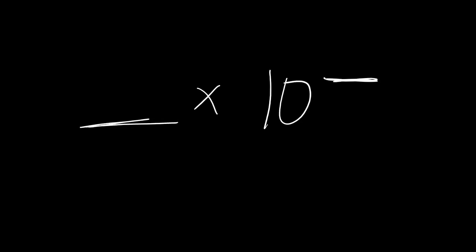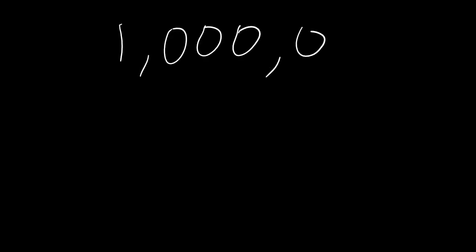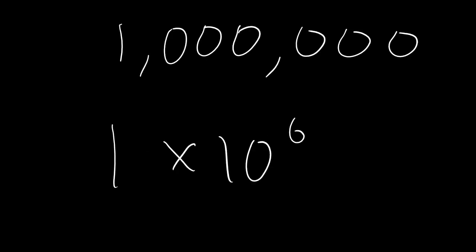Well, scientists created scientific notation to help write big numbers. So how does this work? Well, it's a number multiplied by 10 to a certain power. So for example, if we were to write 1 million, which is 1 followed by 6 zeros, that is 1 times 10 to the 6th.